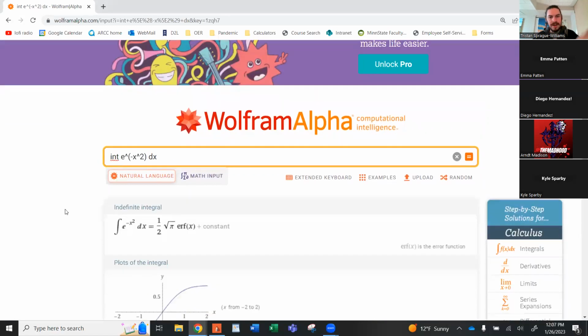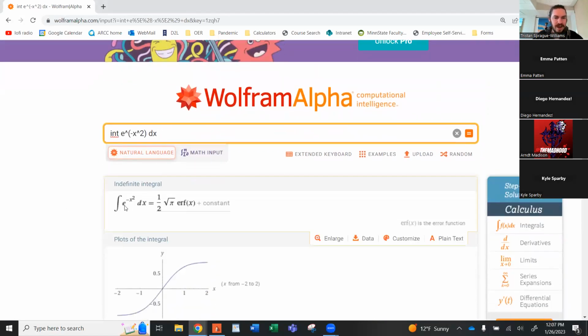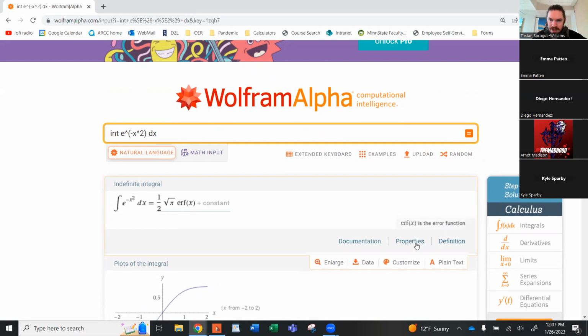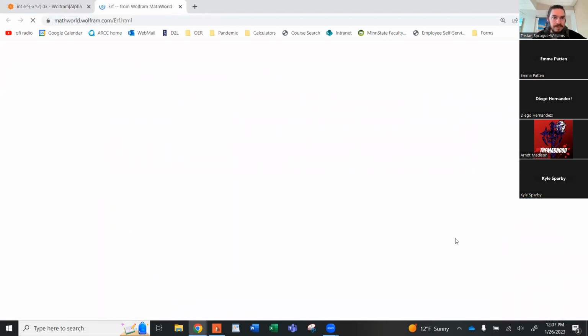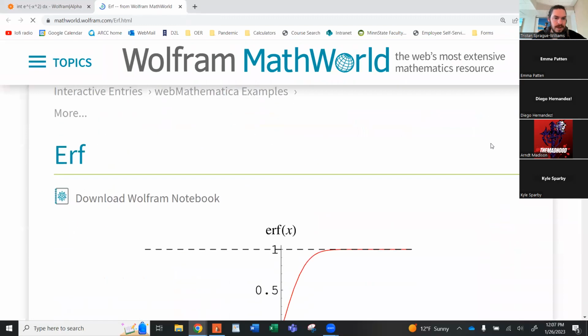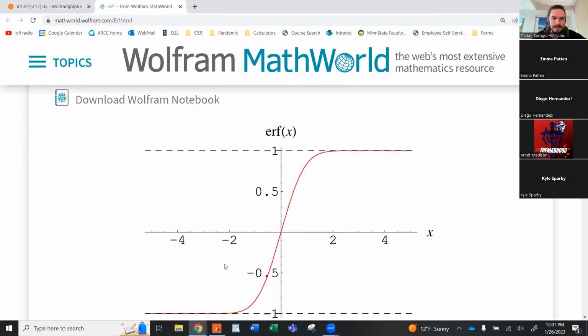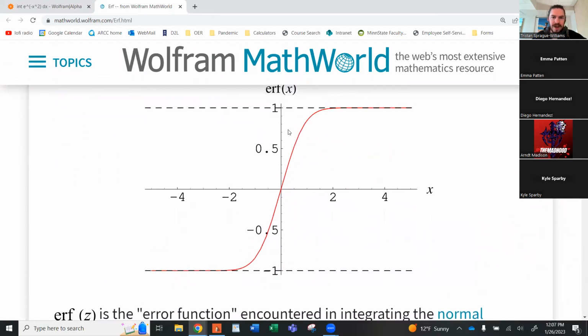There we go. Okay, I just had to reload the page. So here's what it tells us. The integral of e to the negative x squared is a half times the square root of pi times ERF of x. What is ERF? ERF of x is the error function. Tell me the definition of the error function. ERF looks like that. It's got this nice simple graph. The graph looks perfectly fine. It's a nice continuous graph.